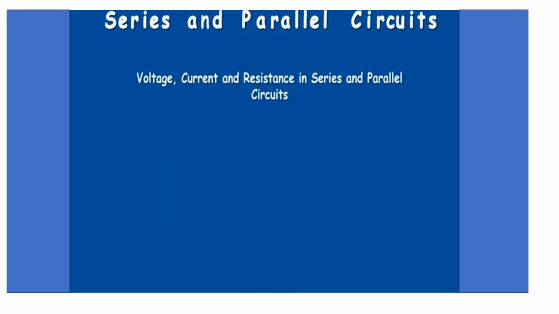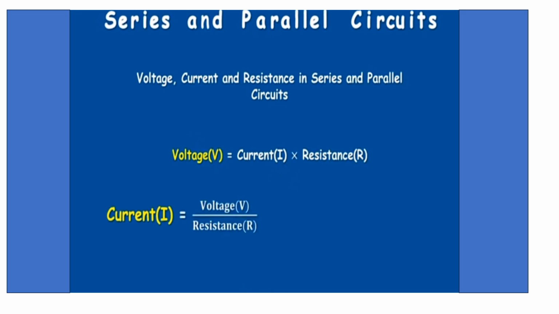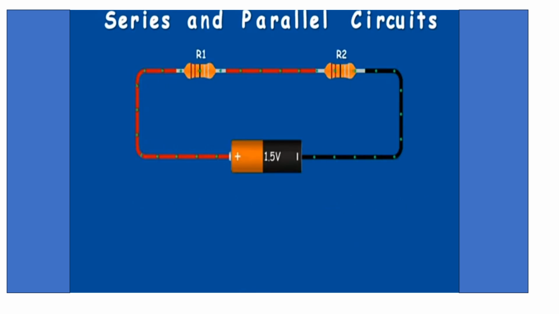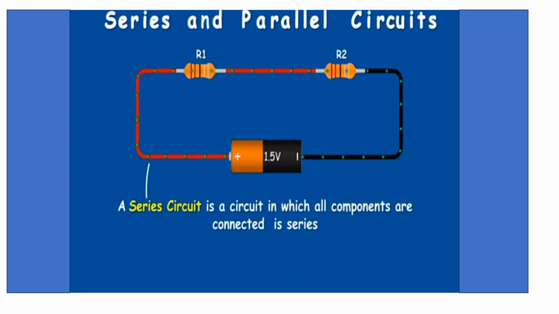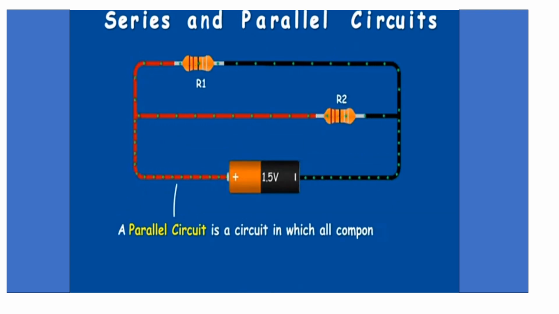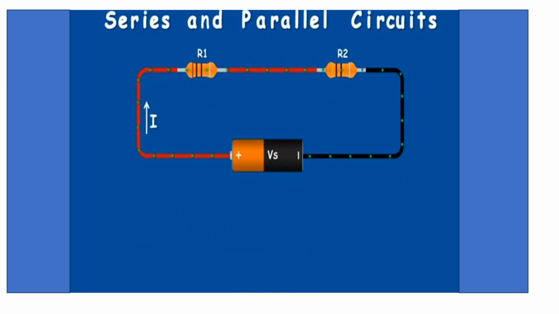Voltage, current, and resistance in series and parallel circuits. We're just summarizing what we've been discussing. So we agreed voltage is current times resistance. If I want current, voltage over resistance, and if I have resistance, I need voltage over current. So for the series arrangement, you can see that as series, they receive the same current. Then parallel, different current but the same voltage.